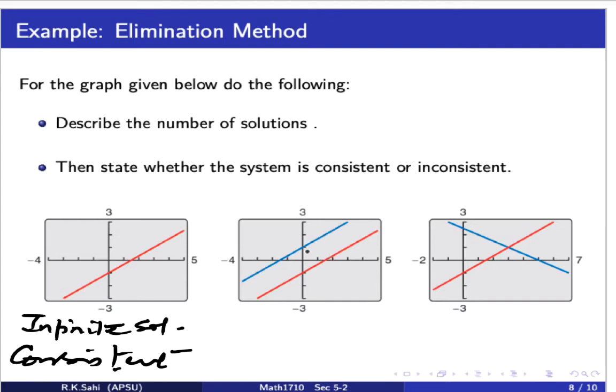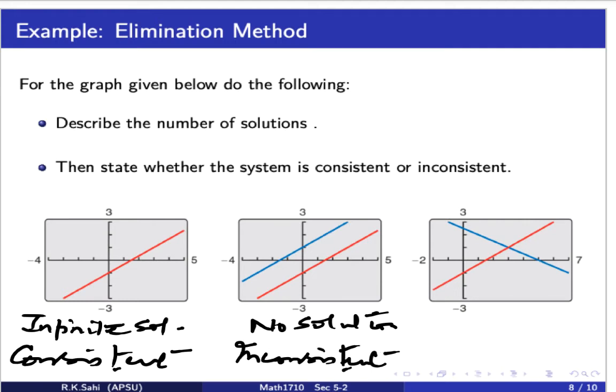When you have two parallel lines, that means no solution. The system is inconsistent. And when you have lines crisscrossing or intersecting each other at one point, that means you have one solution. That means the system is consistent.